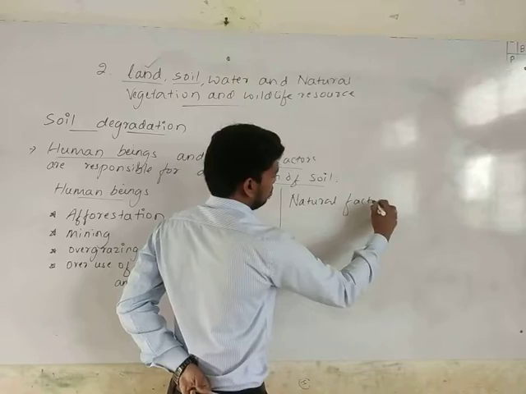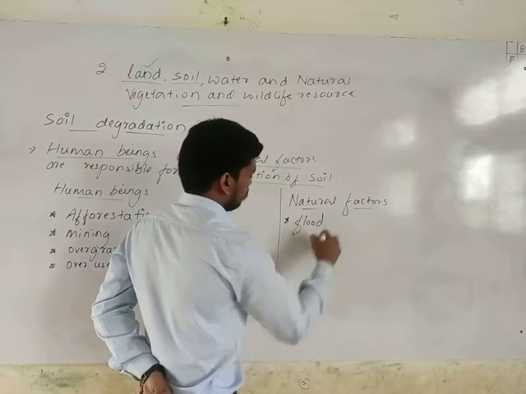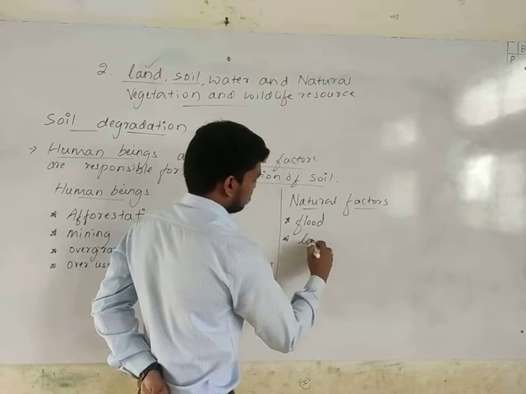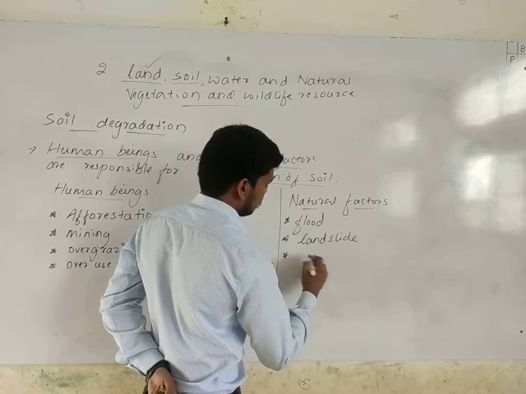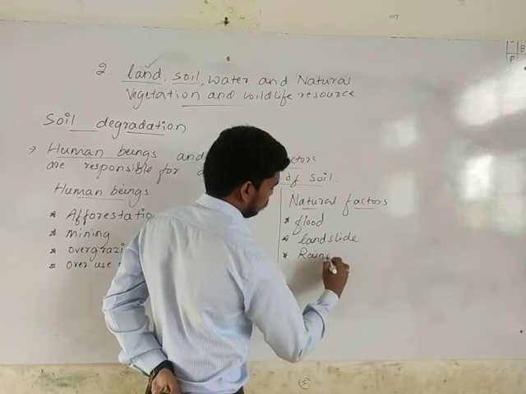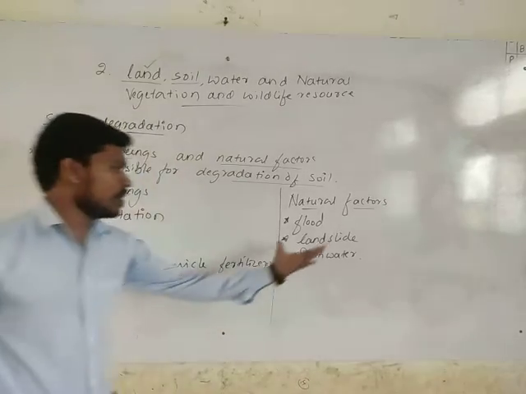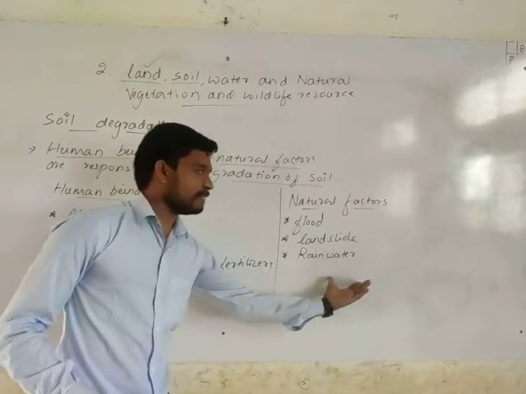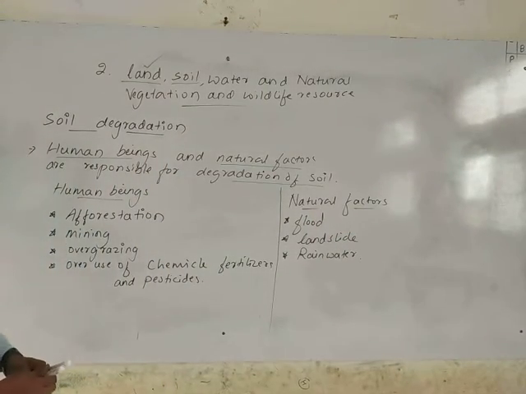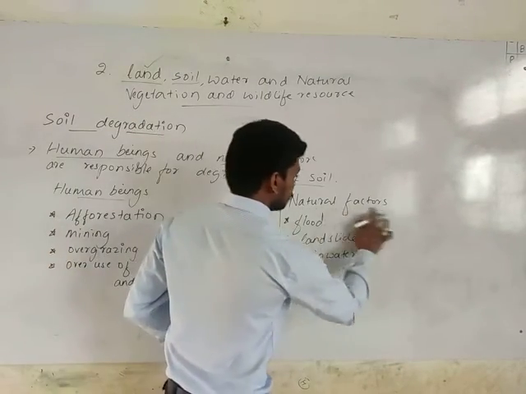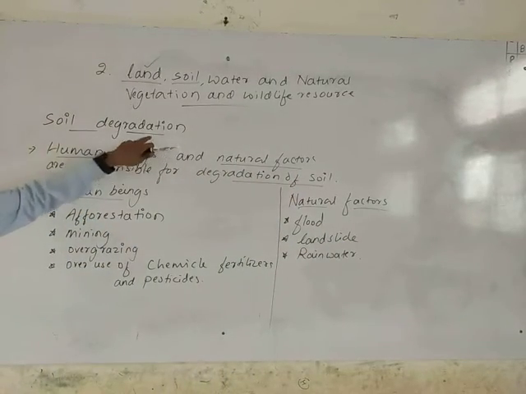Natural factors like flood, then landslide, and rainwater runoff, otherwise you can say rainfall. These are the three important causes or factors responsible for the degradation of the soil. Write down these factors, write down these points. Ready? Soil degradation, write this down.